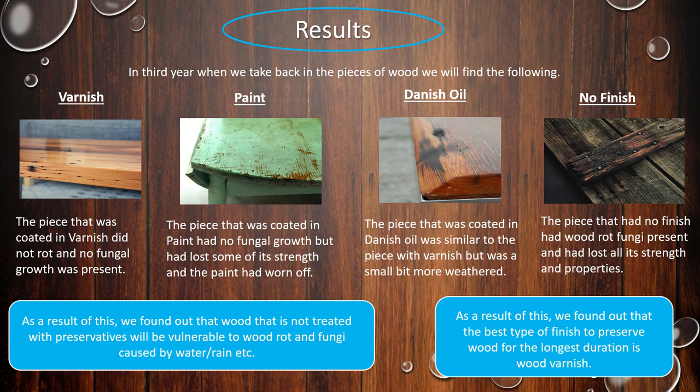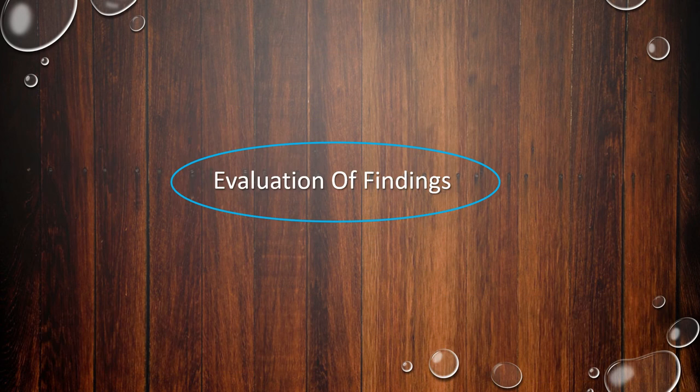So the results that we pulled from this, obviously, is that if we don't treat wood with preservatives, it is vulnerable to wood rot and fungal growth. And then as a result of testing the three, the varnish, paint and Danish oil, we came to the conclusion that varnish preserved the wood the best, and it would be the best option to go for outdoor use.